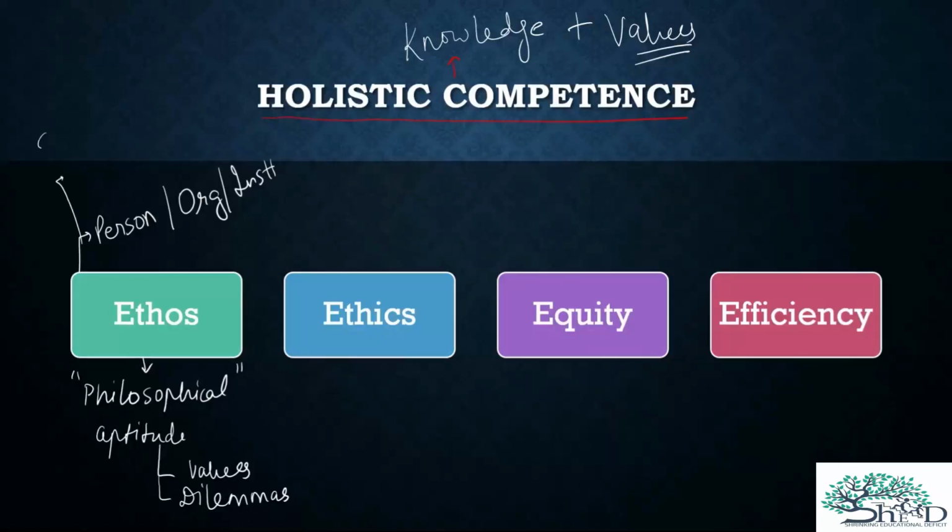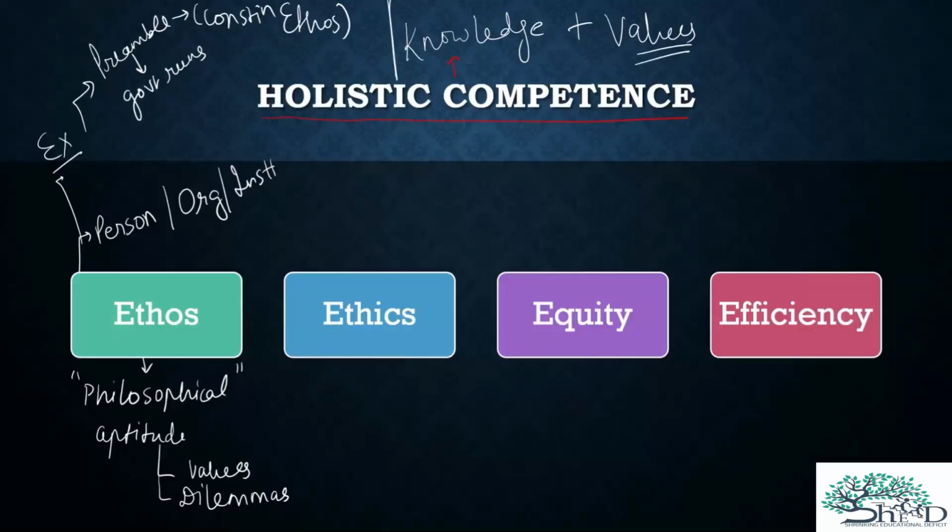Now let's see the examples. The preamble is guiding us with constitutional values. So government runs on the preamble, that is constitutional ethos, that is where it fits. The constitutional values, the constitutional ethos. Preamble is constitutional ethos. So government runs on constitutional ethos. So ethos is basically the guiding values of a person, organization or institution. Or the character.